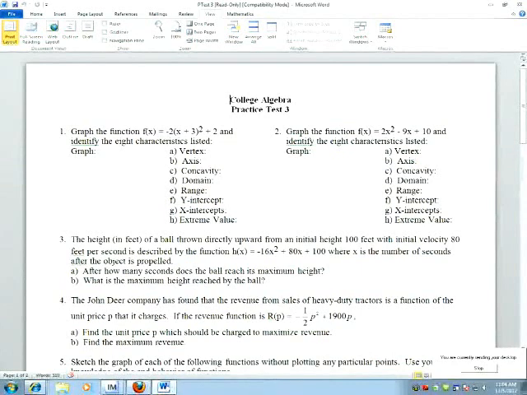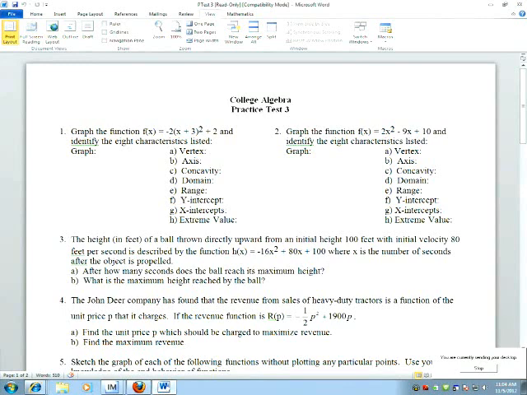H part, extreme value. Would a concave up parabola have a maximum value or a minimum value? Concave up would have a minimum value at the vertex. Now for that minimum value, you give the y value of the vertex. So in number 1, y equals 2 would be the minimum value of that function. Number 2, I can't tell what the y value of the vertex is without using negative b over 2a, so I'm not going to do that.